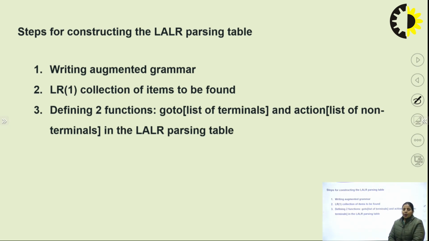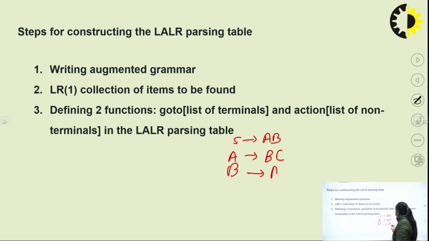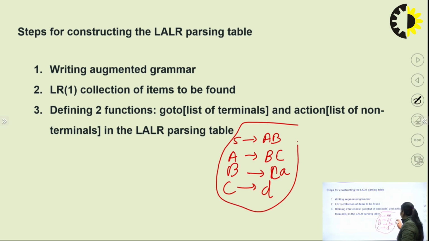The first step is we have to write the augmented grammar. I have just told you what is augmented grammar. Let's suppose there are productions S gives AB, A gives BC, B gives CA, and C gives D. If this kind of productions are given, then how can we write the augmented grammar?